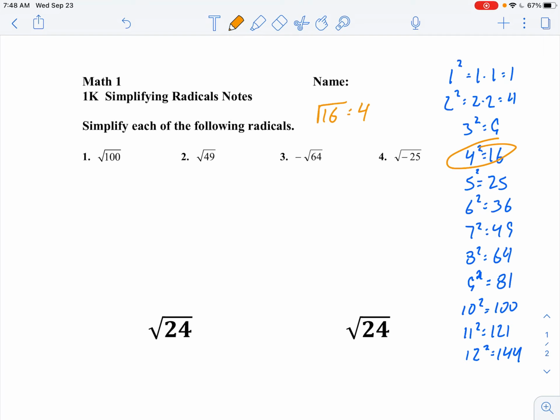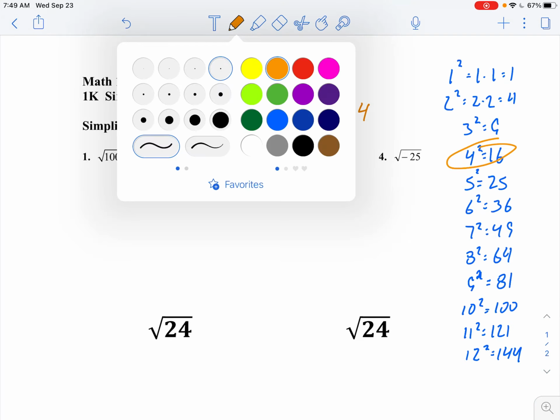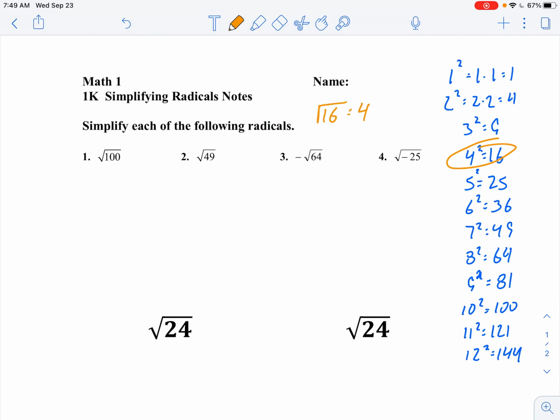So let's look at these first 4 examples. Number 1, the square root of 100. If you look down here at our list, 10 squared is 100. So the square root of 100 is 10. By that same idea, the square root of 49, if we look at our list, is 7. And number 3 says the opposite of the square root of 64. Now I know the square root of 64 is 8, so the opposite of 8 is just negative 8.